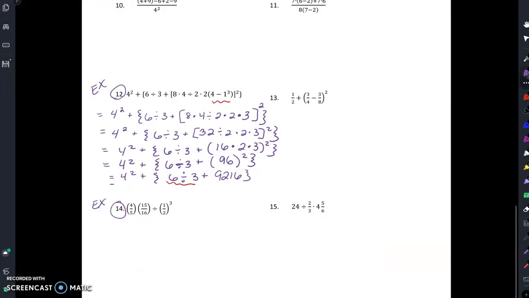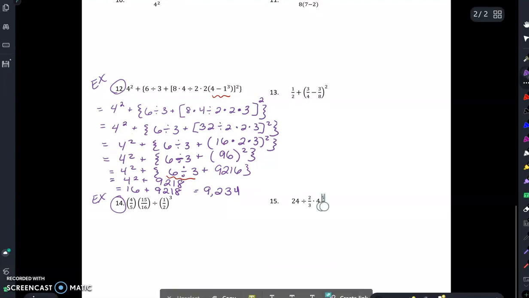9,216. Okay, so now I'm going to work on the rest of the parentheses here, the grouping symbols. 6 divided by 3 would be 2, and then plus 9,216. So that's going to be 9,218. Add that to my 16 here. 4 squared is 16 plus 9,218. And the answer comes out to be 9,234. And you could put a comma in there. For 4-digit numbers, commas are optional.